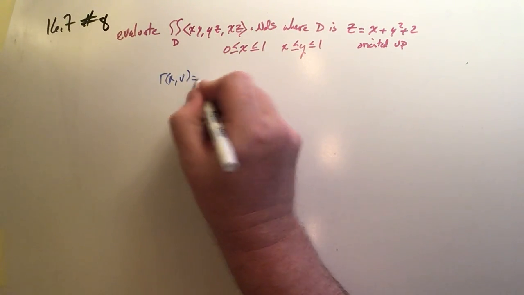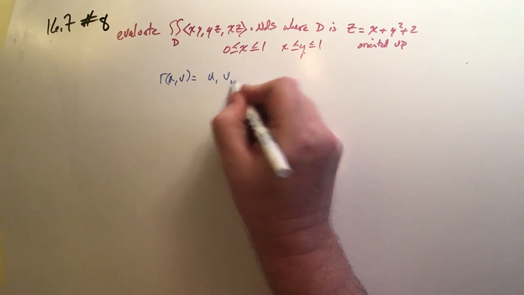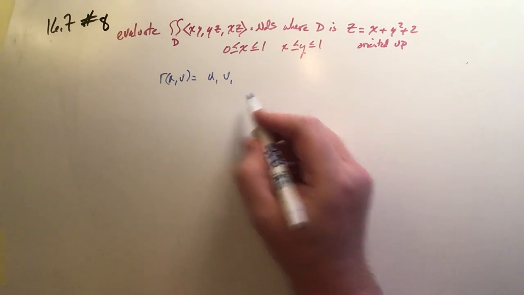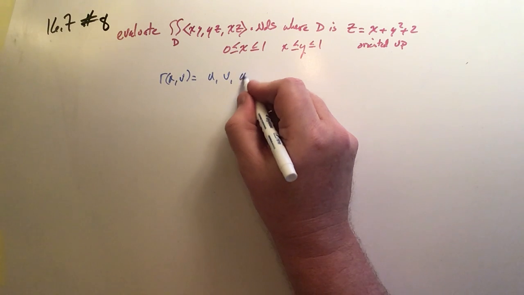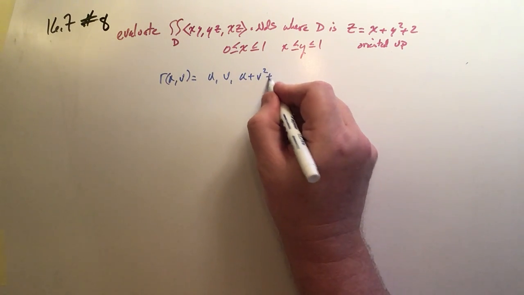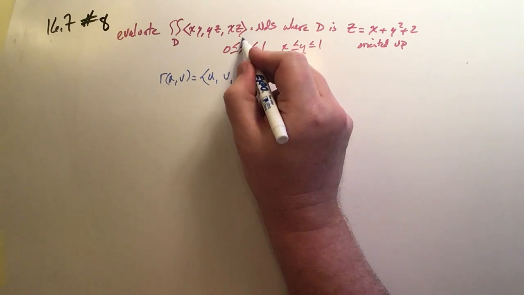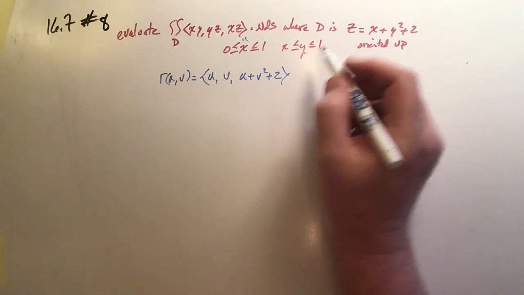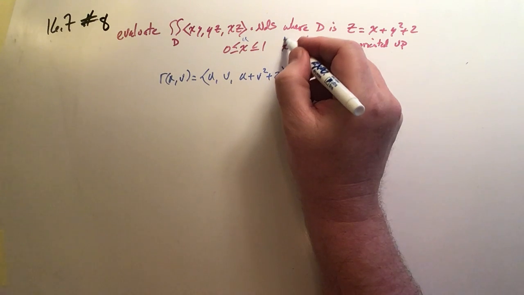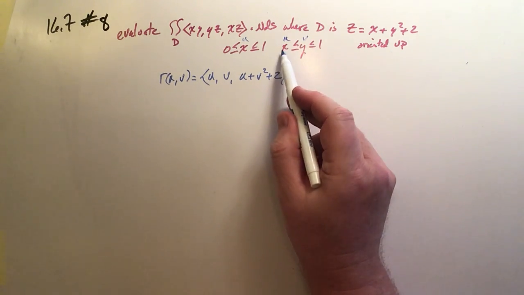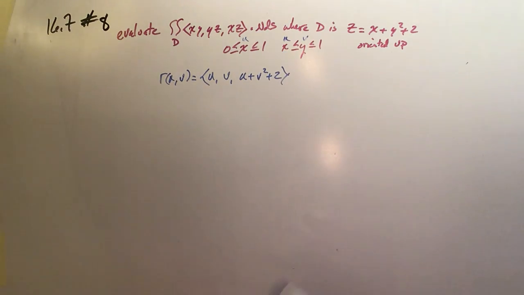R of u,v is equal to u for x, v for y, and then the z component is just going to be u plus v squared plus 2. And again, the nice thing about that is now I know the u limits and the v limits, and of course the v limits include u, so I'm going to have to make sure I do the v integral first.